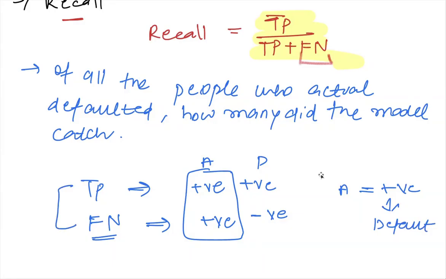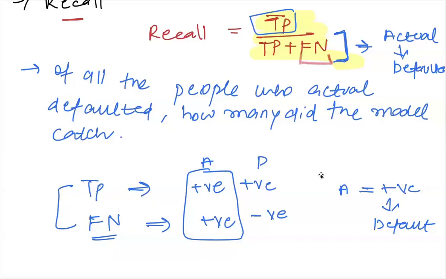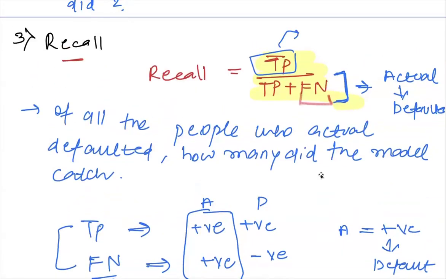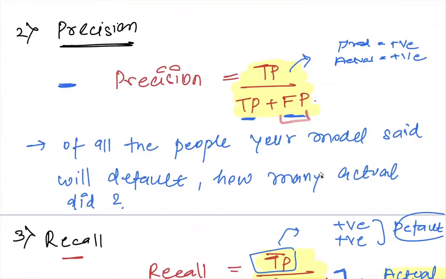What this term means is, in actual, how many people defaulted? And true positive means how many it was able to capture. Why? Because prediction is positive, and true means in actual also it was positive, which means prediction was default and actual also was default. That's why I say of all the people who actually defaulted, the denominator is all the people who defaulted, and the numerator is how many the model caught. How many was your model able to catch?